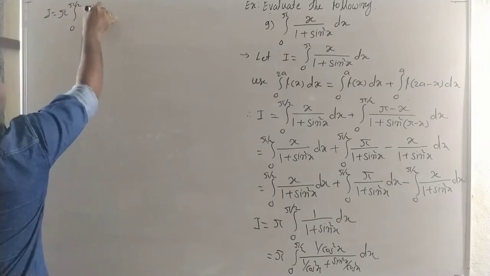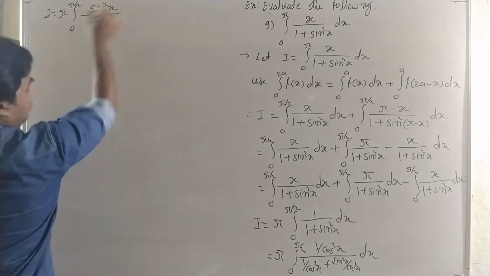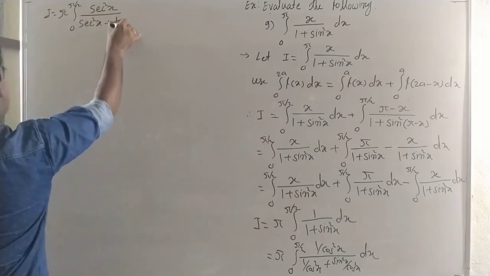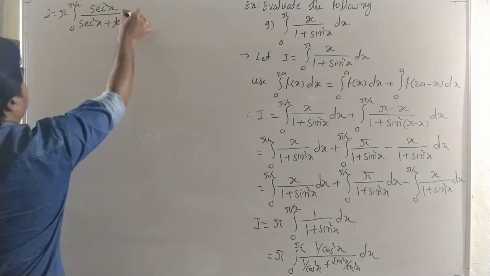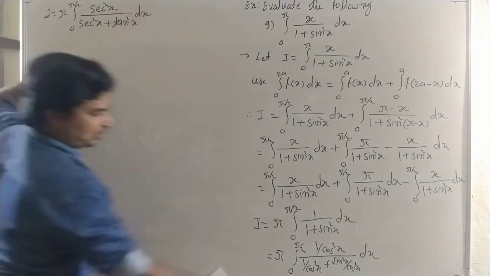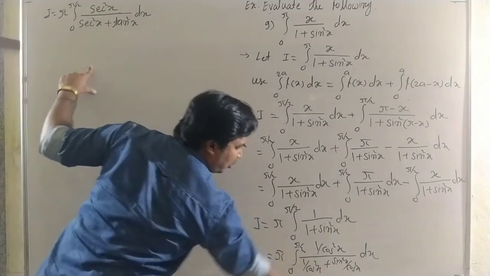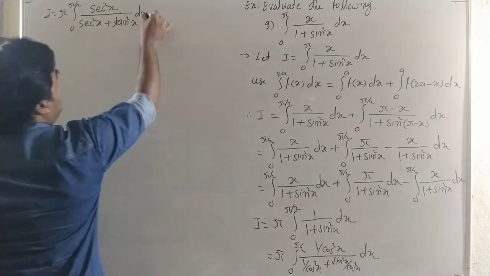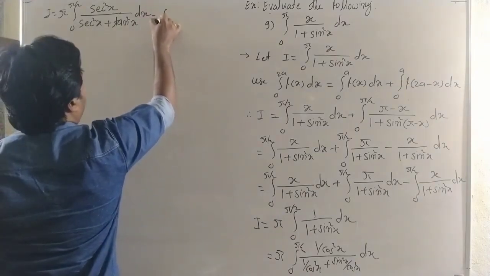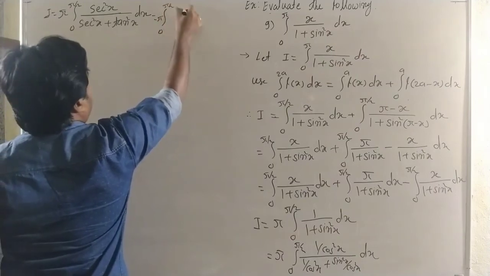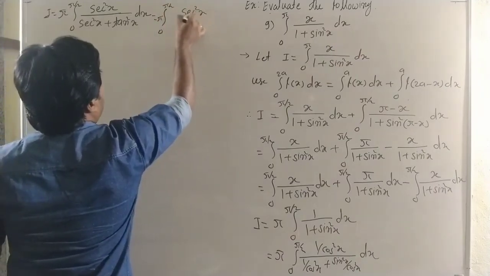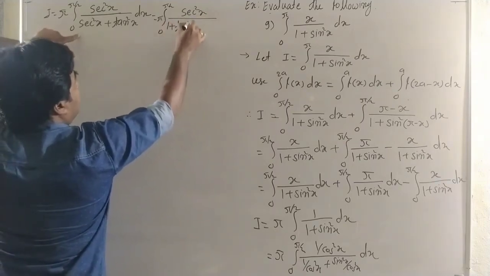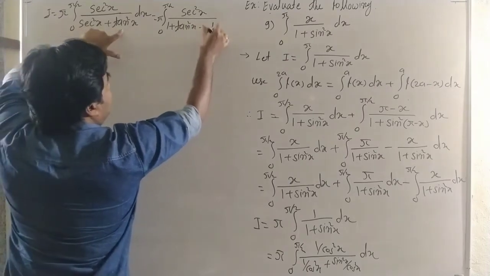So we get pi into integral 0 to pi by 2 of sec square x upon sec square x plus tan square x dx. See carefully, it is sec square x, and sin upon cos is tan. Here in the denominator use sec square x is equal to 1 plus tan square x, therefore you can write pi, 0 to pi by 2, numerator as it is. In the denominator we use 1 plus tan square x and plus tan square x as it is.